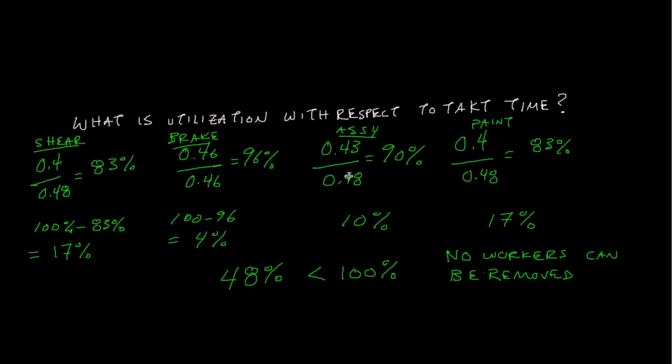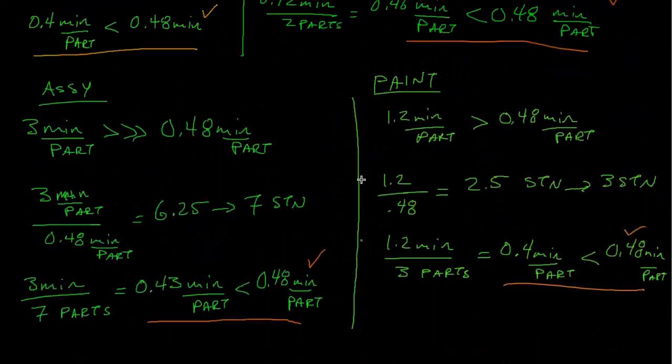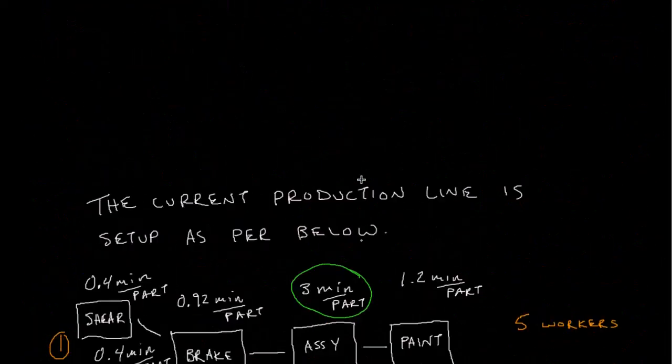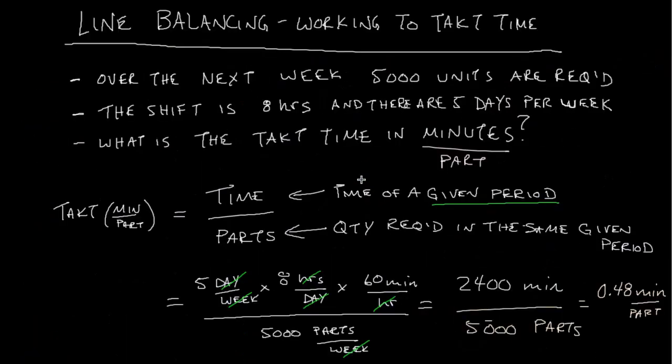But that is how you can see if you are working very close to 100% productivity, is to do this utilization analysis. So anyway, that concludes the video on line balancing and working to takt time.